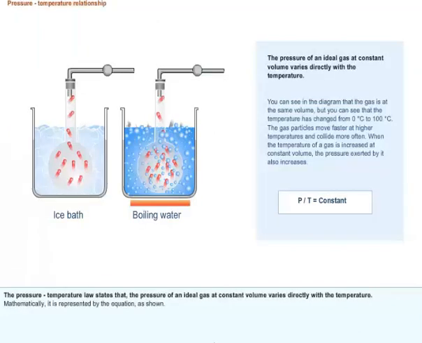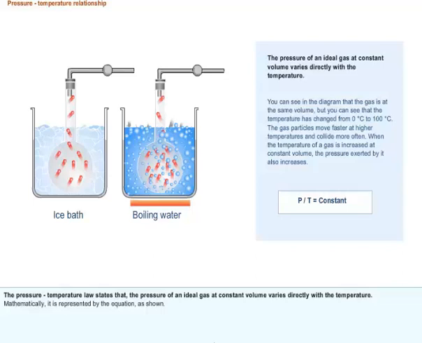The pressure-temperature law states that the pressure of an ideal gas at constant volume varies directly with the temperature. Mathematically, it is represented by the equation as shown. You can see in the diagram that the gas is at the same volume, but the temperature has changed from 0 degrees centigrade to 100 degrees centigrade.